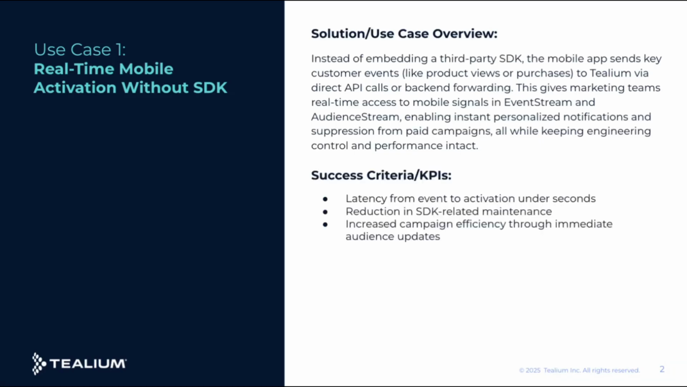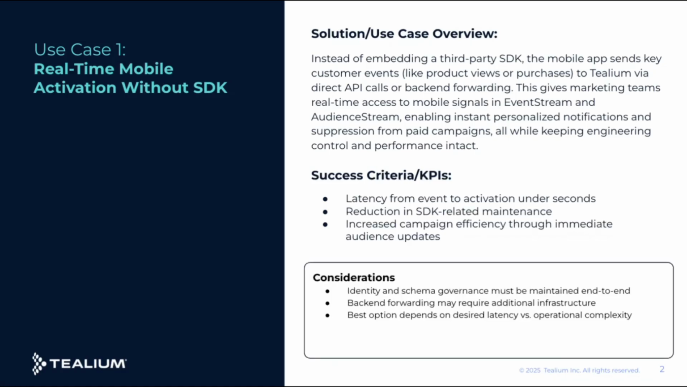And when we talk about real time, we mean it. The goal is sub-second latency from event to activation, even without an SDK. You can also reduce your SDK maintenance and submit fewer app updates. You can also have fewer regression cycles and less risk of conflicts. From a marketing standpoint, immediate audience updates will lead to better targeting and less wasted spend. You can trigger a suppression or loyalty message in the moment as soon as that behavior happens.